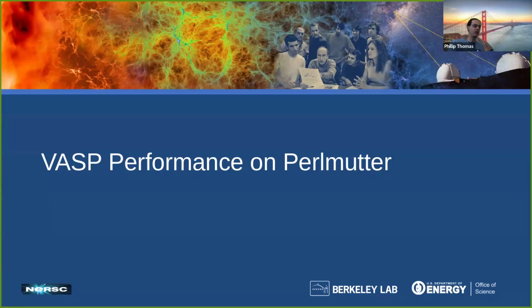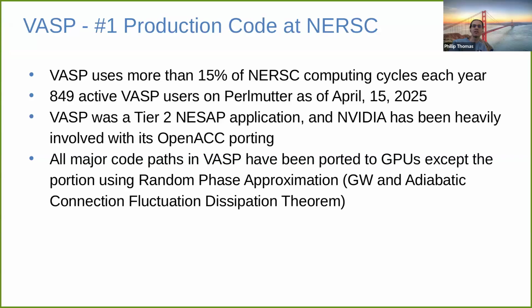So the next section is we're going to look at VASP performance on Perlmutter and just some metrics that have been used to measure this. So first, VASP is a major production code in NERSC. It has one of the highest user bases of any individual code running on Perlmutter, and it uses over 15% of NERSC computing cycles each year, and is one of more than 900 codes that run at NERSC, but it has a substantial piece of the pie.